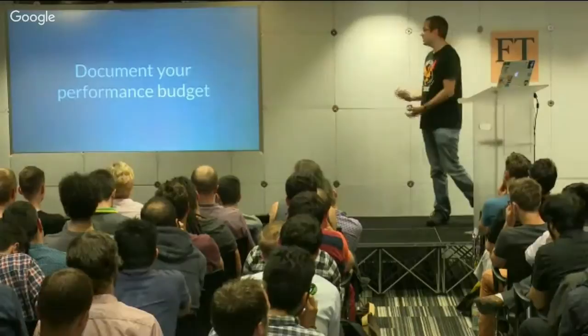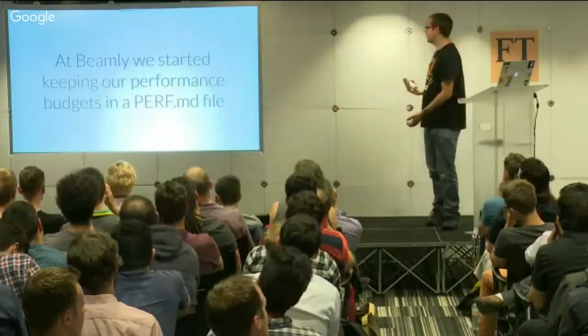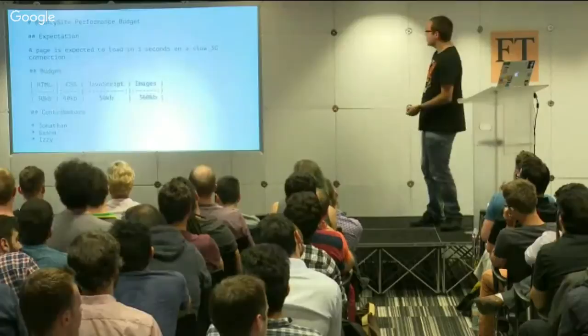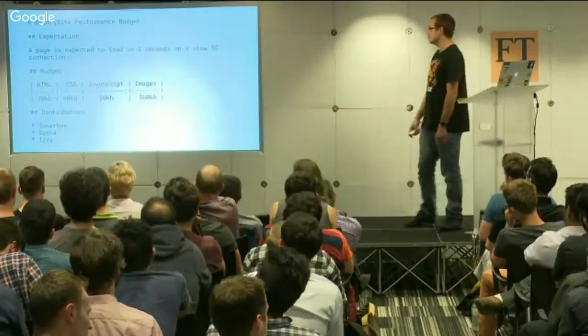So I came up with this concept at work, where we keep our performance budgets in a perf.md file. This is kept in the same repository as our code. An example of one looks a bit like this. So again, a page is expected to load in 5 seconds on a slow 3G connection. It's written in just normal English, so it's something anyone can understand.